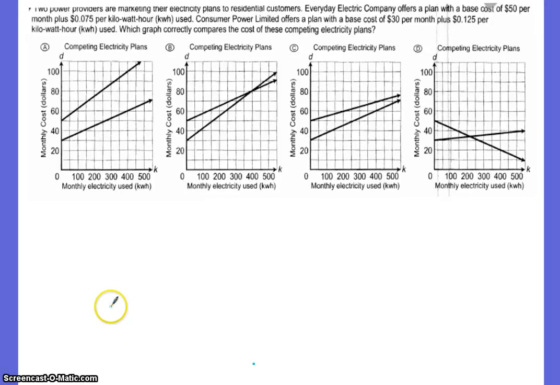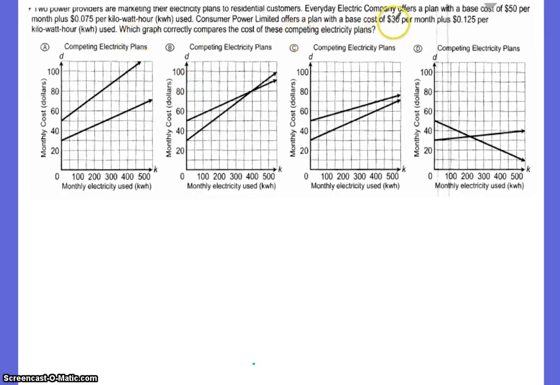This is for Algebra 1. This is S1P6. Remember, we don't want to read everything if we can keep from it. Let's go read your sentence. Which graph correctly compares the cost of these competing electricity plans? You're going to have to go back and read this one. You don't always, but this time you will.